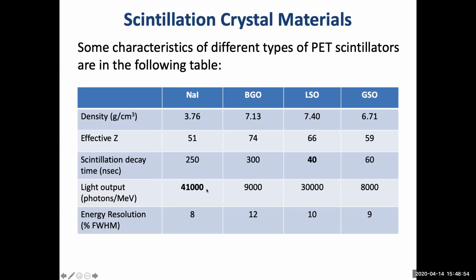We can see here that LSO, which is considered for most time of flight PET systems, has a very good decay time. It's very fast. That's why they use it for time of flight. It also has good density and good Z. The light output is acceptable. Sodium iodide is much better, but this one is acceptable compared with the other detectors here. Energy resolution is also good. A smaller number means better because we are talking about full width at half maximum. A smaller number means a narrower spectrum or narrower profile. That means better energy resolution.